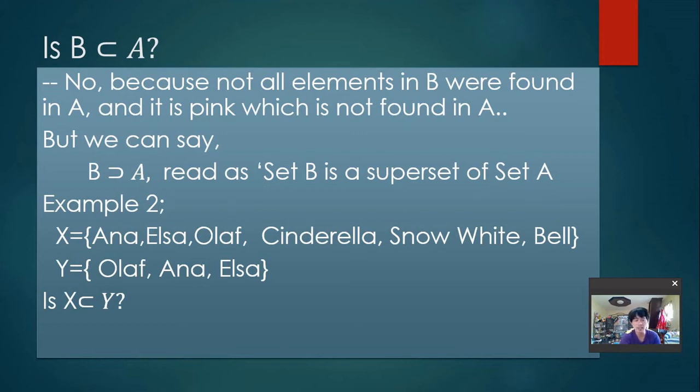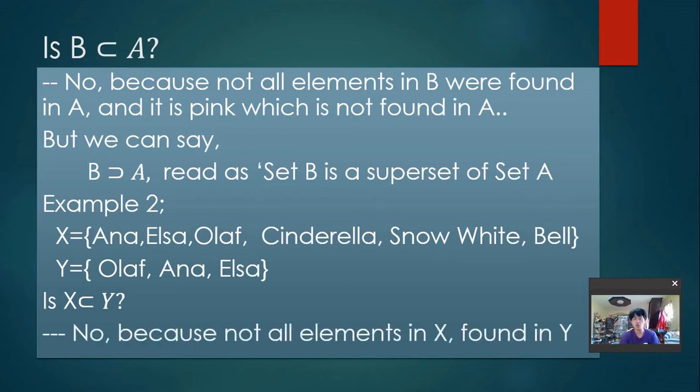Now, is X a proper subset of Y? Look at X. How many elements? You have 1, 2, 3, 4, 5, 6. Look at Y. How many elements? There are 3. So, is X a proper subset of Y? The answer is no, because not all elements in X are found in Y. So X has a greater number of elements and Y has only 3. So therefore, this is a big no. The first question is a big no.